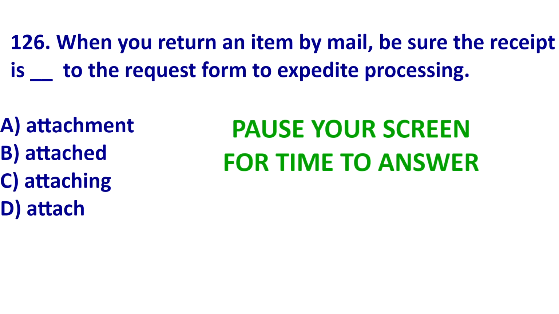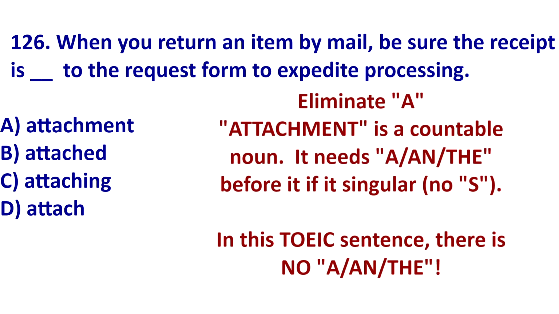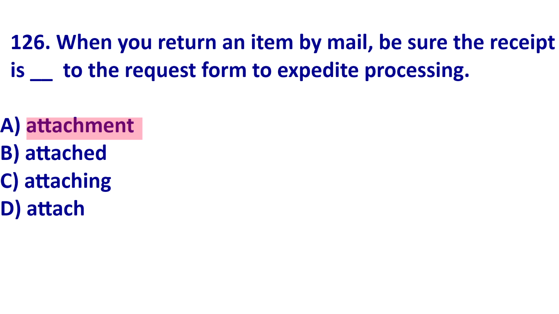Let's get started. Question 126. Take a second to look at this question. All right, so what do we do? Well, immediately we eliminate A. Why? Well, attachment is a countable noun. So if you have attachment, you will need a, an, or the before it. So we eliminate A. Then we eliminate D.